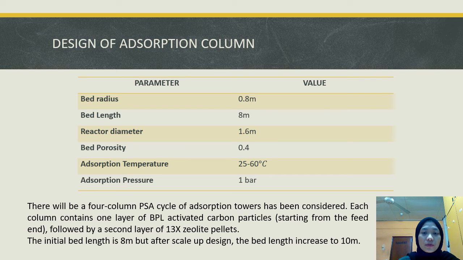Next is the design of the adsorption column. Here are the parameters that we gained from the articles: bed radius, bed length, reactor diameter, bed porosity, adsorption temperature, and adsorption pressure. The value for bed length is 8 meters, and the reactor diameter is 1.6 meters. A 4-column PSA cycle of adsorption towers has been considered, and each column's first layer contains BPL activated carbon, followed by a second layer of 13X zeolite pellets. The initial bed length is 8 meters, but after the scale up design, the bed length increased to 10 meters.